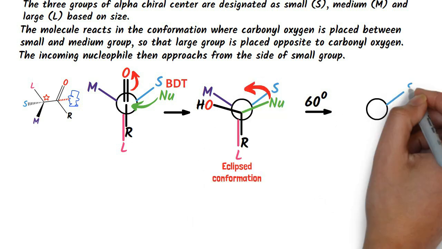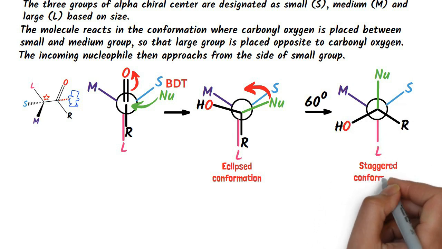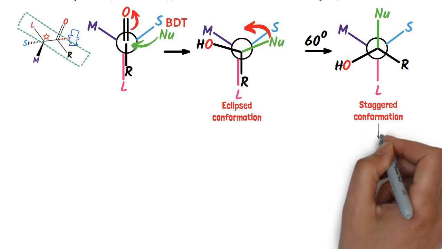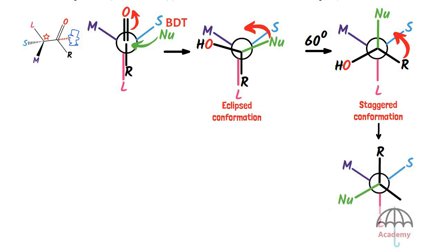Remember, there is no change in the groups on the back carbon. The nucleophile reaches here, the hydroxyl group here, and group R moves here. This is the staggered conformation. Notice that, in the reactant, group R and group L are anti to each other. Therefore, we move the front carbon again, so that group R is anti to L. Now the last step is to convert this Newman projection into a flying wedge representation.